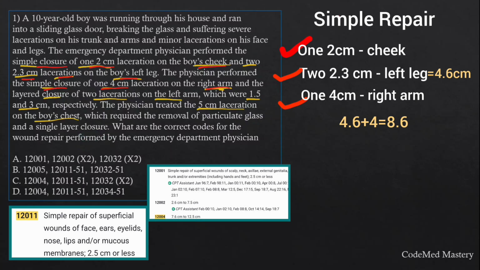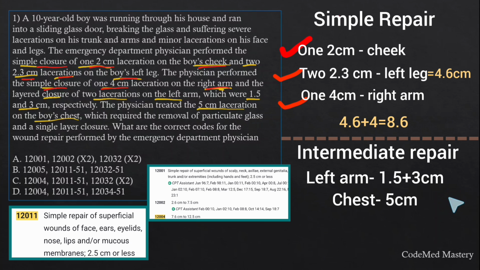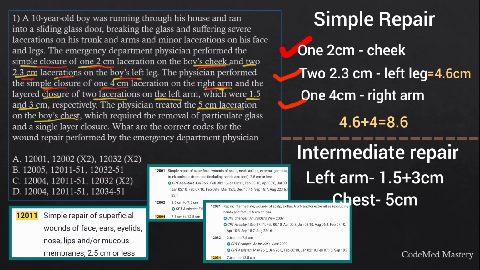Single layer closure of heavily contaminated wounds that have required extensive cleaning or removal of particulate matter also constitutes intermediate repair. So here there is intermediate repair of left arm and chest. Therefore, we can use the code 12034. That is, repair intermediate wounds of scalp, axilla, trunk or extremities, excluding hands and feet.